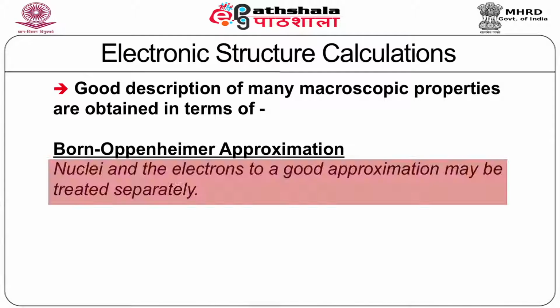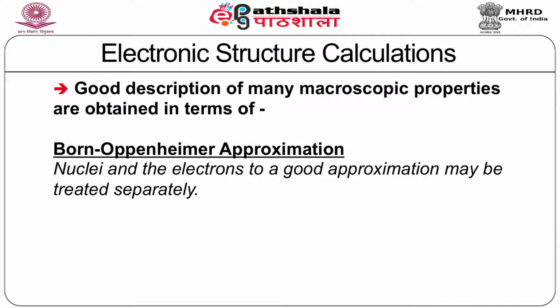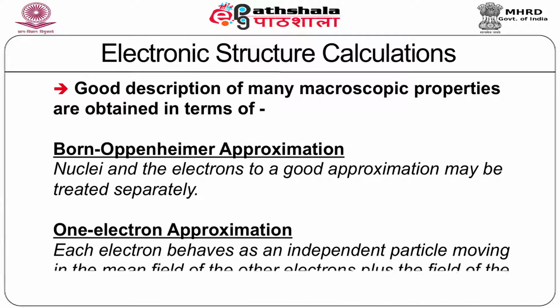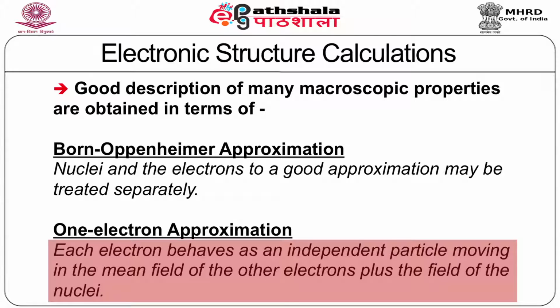Even after the Born-Oppenheimer approximation, we are left with a many-electron problem, which is an impossible task to solve. This calls for further approximation, namely the one-electron approximation, which will form the topic of discussion today. The essence of this one-electron approximation is that each electron behaves as an independent particle moving in the mean field of other electrons plus the field of the nuclei.